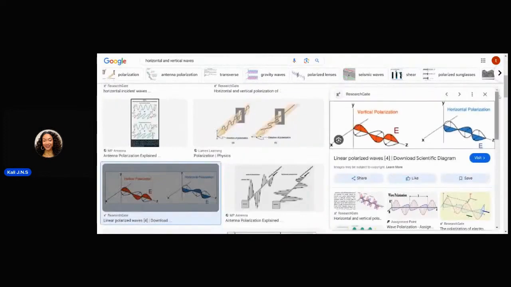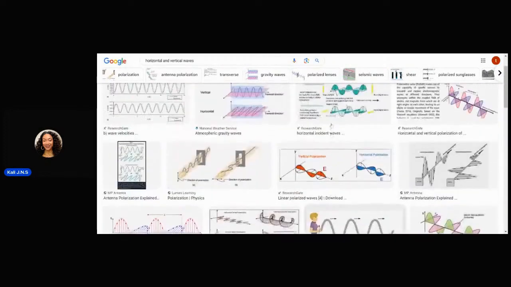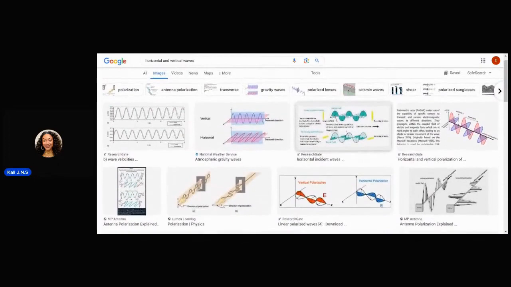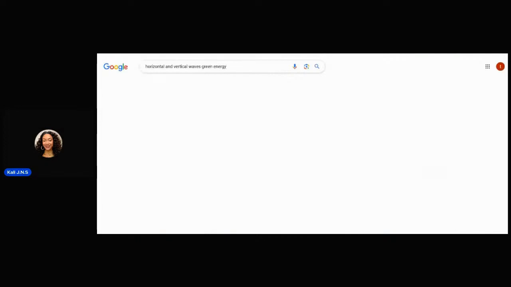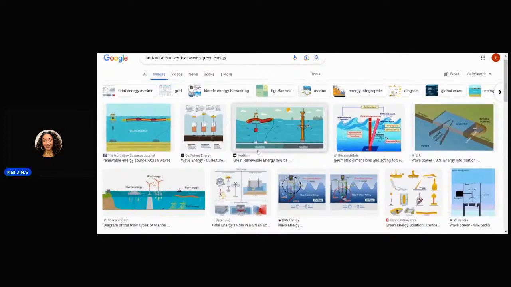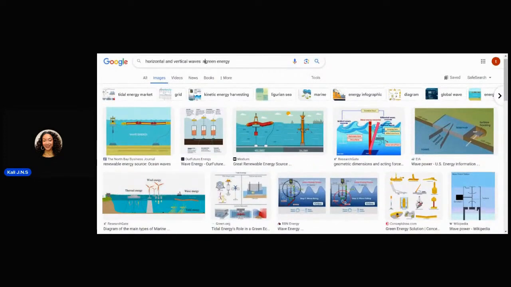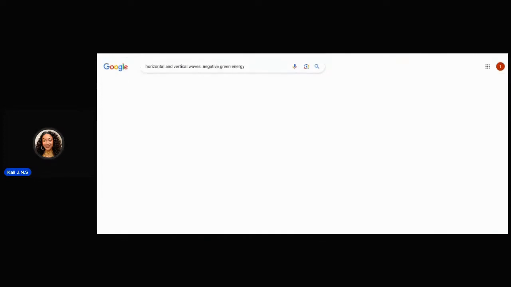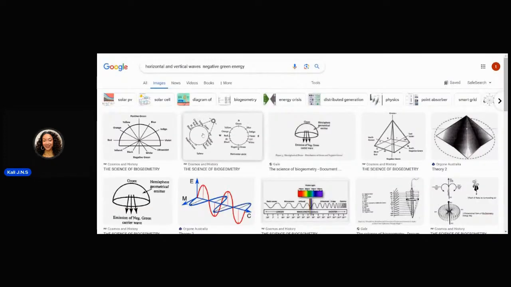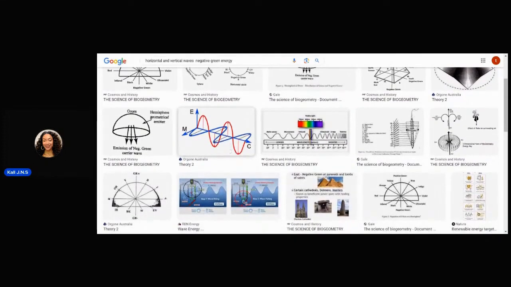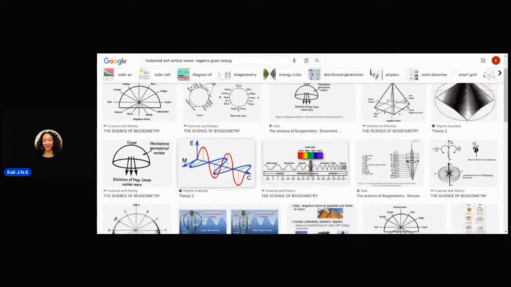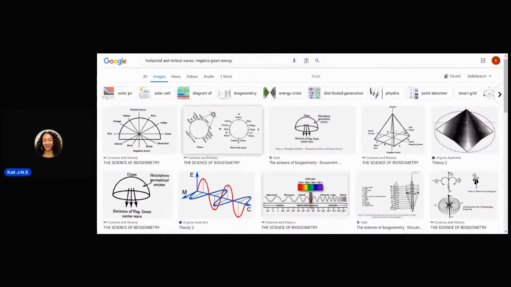I need to make sure we have the right horizontal and vertical waves. Let's type in green energy and then it should pop up. Negative green energy. We're going to explain why that relates to the human body and what it does to the human body. We're going to get into all of that. I just want to at least get you the basics so you can at least understand.